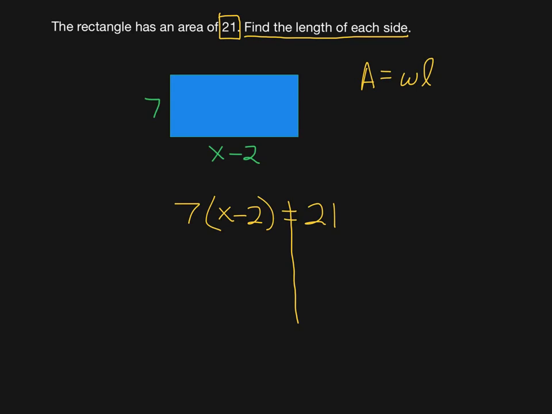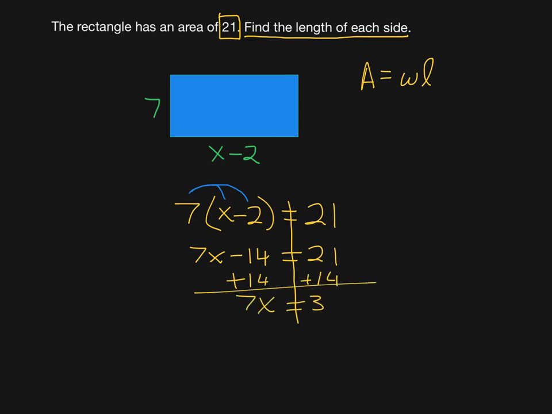Now to simplify the left side this time, I have to use the distributive property. So I'm going to multiply 7 into the parentheses, 7 times both terms. 7 times x gives me 7x. 7 times negative 2 gives me negative 14. And this equals 21. Now we have a two-step equation. After simplifying, we're going to undo the subtraction by adding 14. 7x equals 35, and now I will undo the multiplication by dividing.